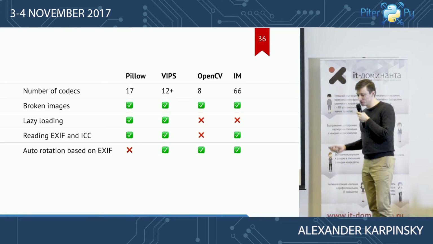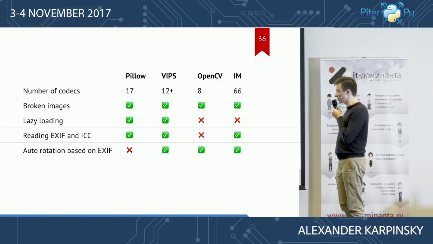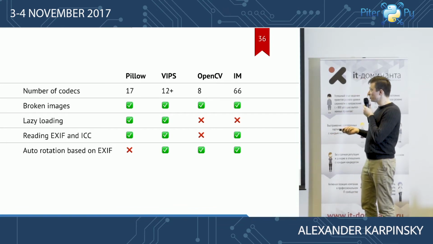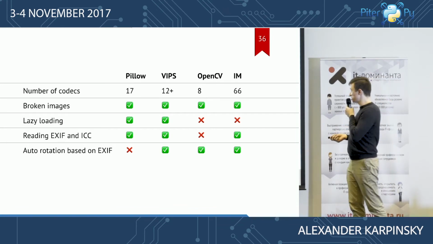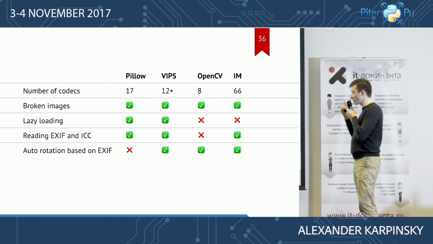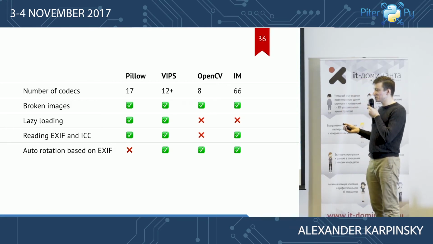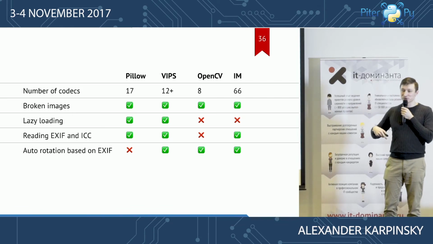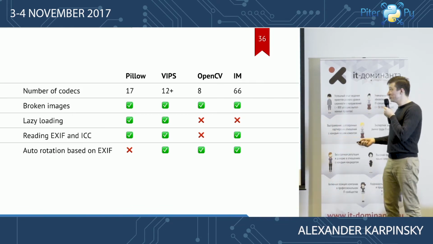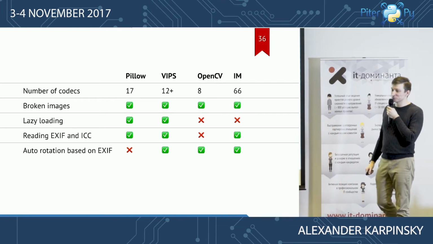I have made a table related to file input and output. I have calculated the number of codecs and other features, and it turned out that OpenCV has fewer codecs, and the IAM has a lot of codecs. Pillow is somewhere in between, and WIPs, though it's 12, can use ImageMagick as an intermediary link to open the formats that it does not know how to. And I didn't check how it works.